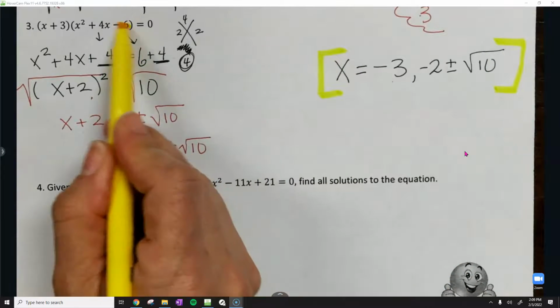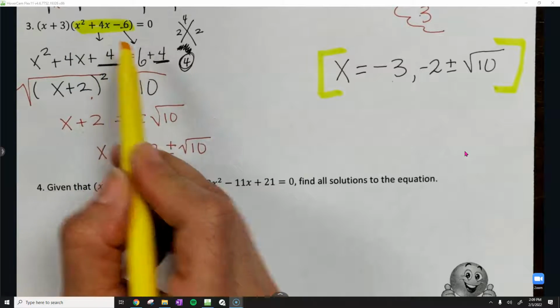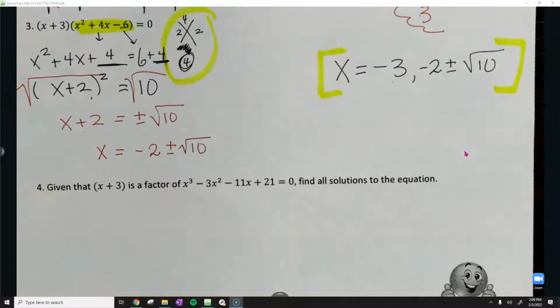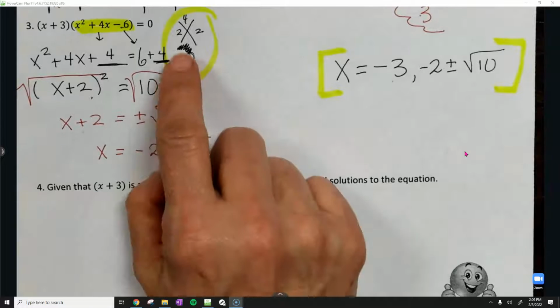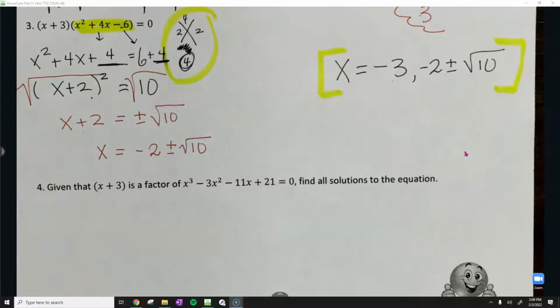Remember, guys, if it doesn't factor, you have to force it. If it doesn't factor, you have to force it. And those sideways numbers have to be the same number.